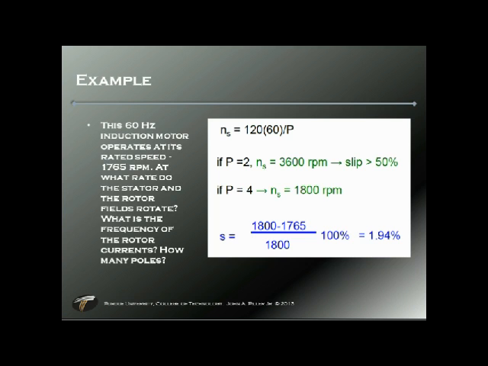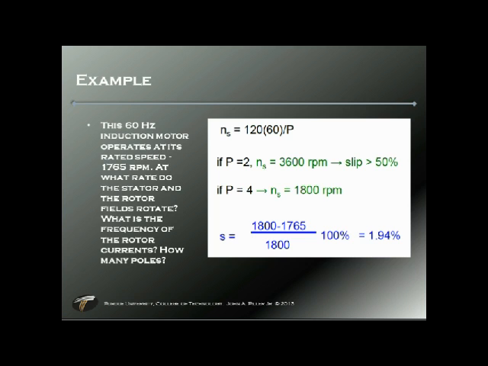Well, we start with the easiest answer. Our stator field is going to be your synchronous speed. Your synchronous speed is 120 times the 60 hertz divided by poles. Well, if two poles, if we put a 2 in there, we end up at 3600 RPM. Well, 3600 RPM and rotation of 1765 RPM gives us a slip of 50%, which is much higher than the 5%. So this is just inductive guessing.